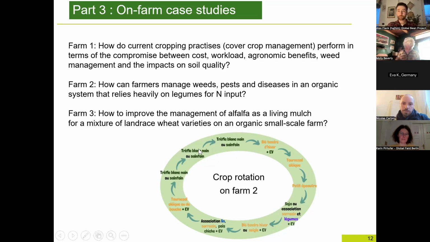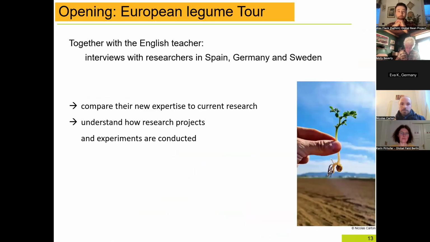And then what specific diseases, for instance, can build up if you have barely any break between legumes in a crop rotation. And the third group was working on a specific system where cereals are grown in an alfalfa cover crop that stays alive during the growing of the cereals.